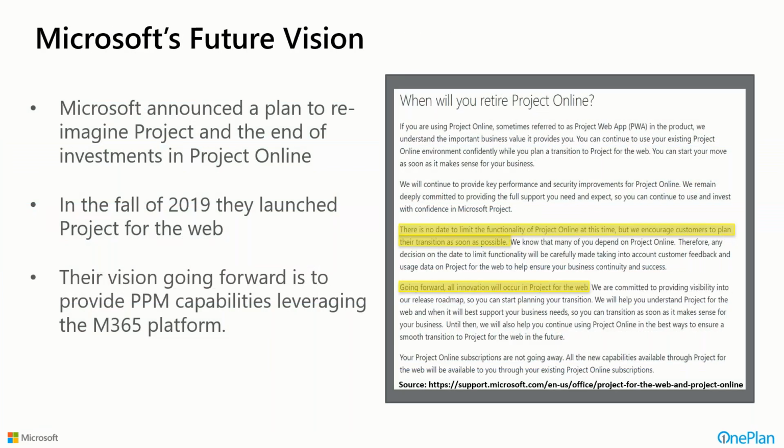Now, Microsoft's future vision, they've alluded to it for quite some time. Even in the fall of 2019, they announced the plan to reimagine Project, saying that they were going to stop investing development in Project Online. And their vision moving forward is to provide project and portfolio capabilities leveraging the Microsoft 365 platform.